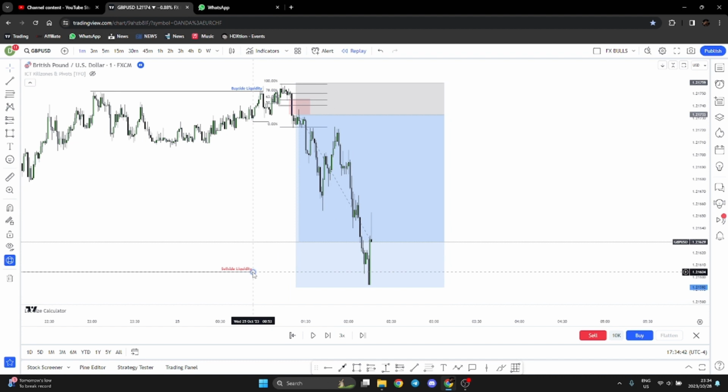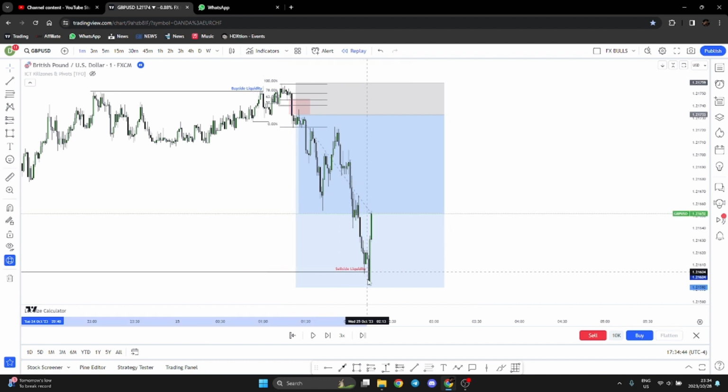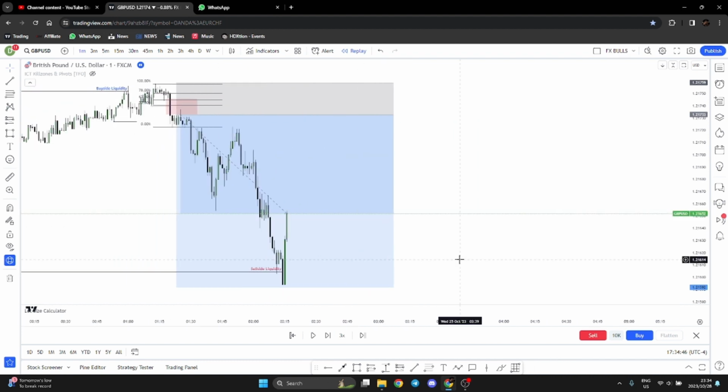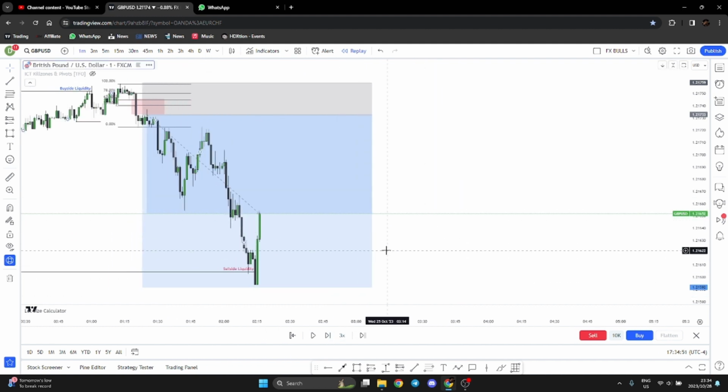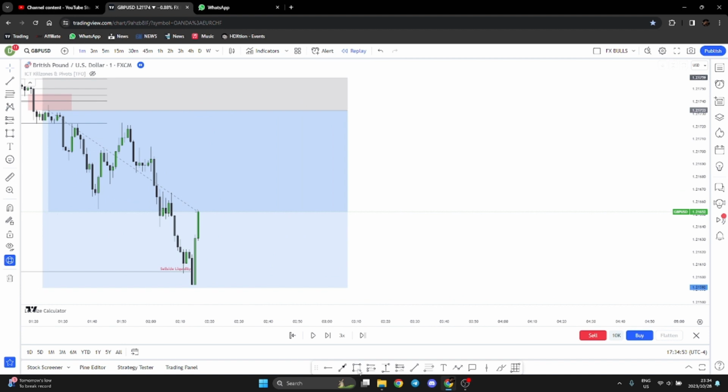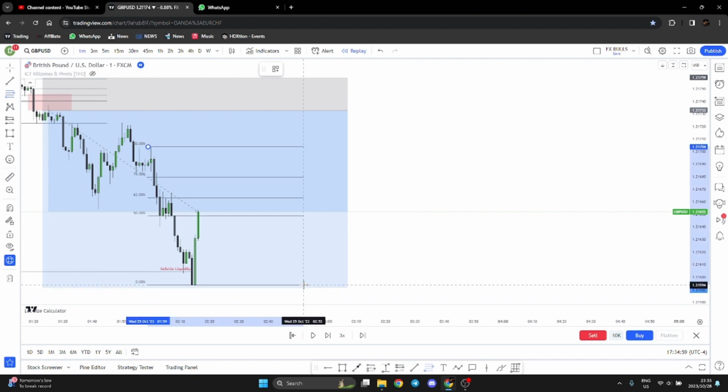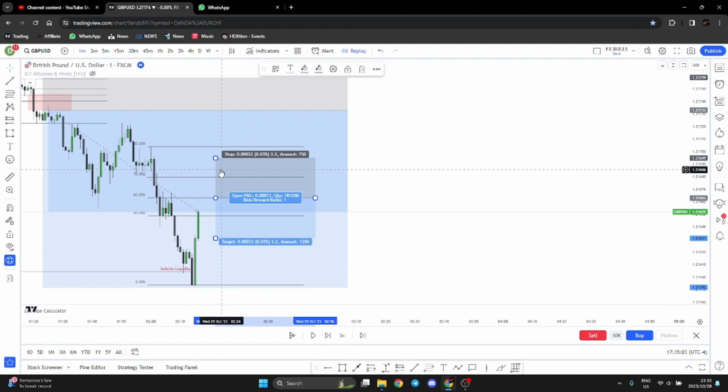Then price grabs this sell side liquidity and immediately spikes back up. But let's see if we can still hit that full target. We've got some sort of order block here. It's not valid to me. Let's see if price wants to retrace up until this level maybe.